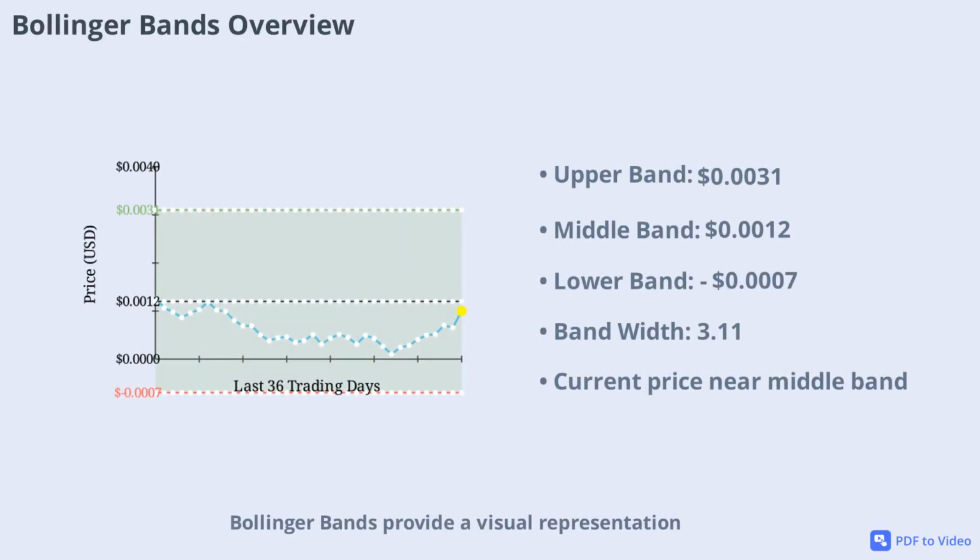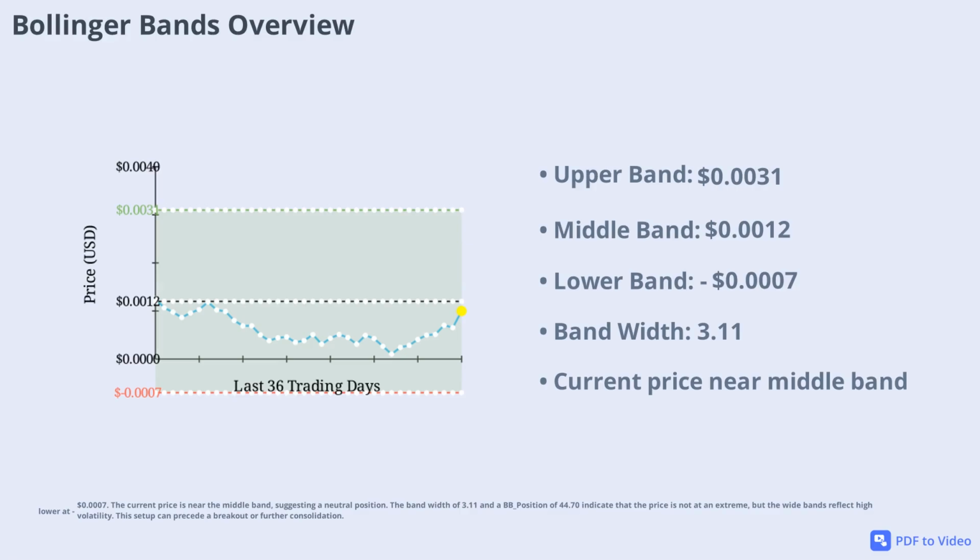Bollinger Bands provide a visual representation of volatility and potential price extremes. For MVLA, the upper band is at 0.0031, the middle at 0.0012, and the lower at $0.0007. The current price is near the middle band, suggesting a neutral position. The band width of 3.11 and a BB position of 44.7 indicate that the price is not at an extreme, but the wide bands reflect high volatility. This setup can precede a breakout or further consolidation.